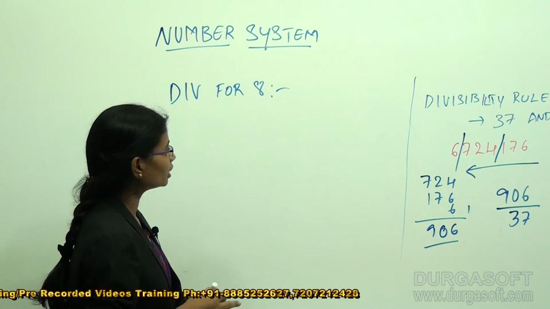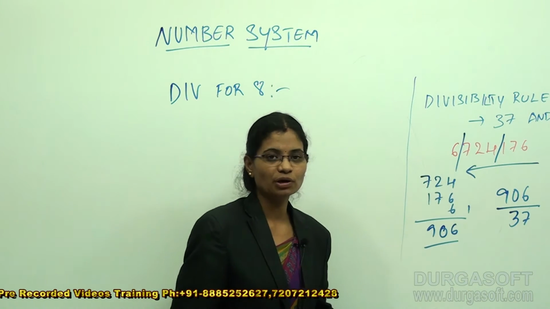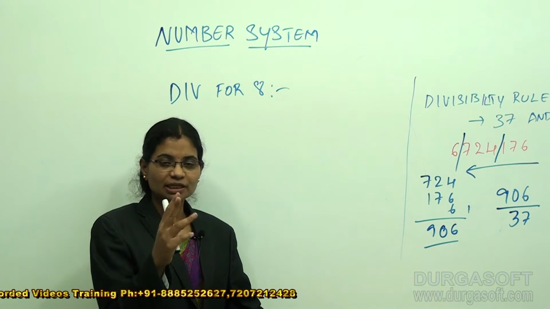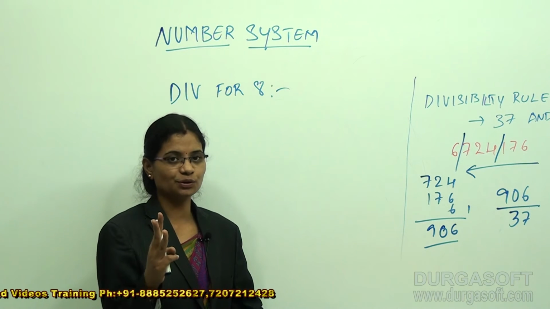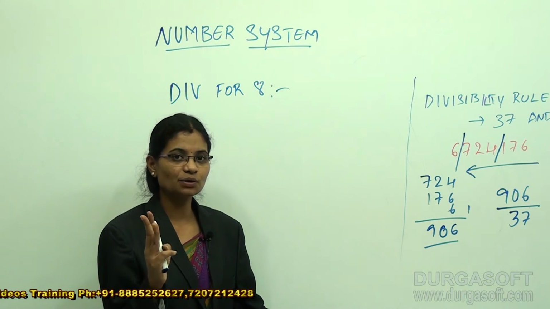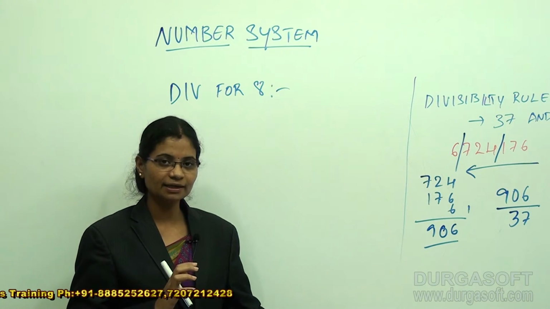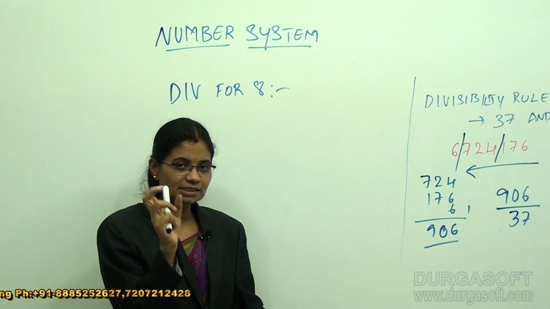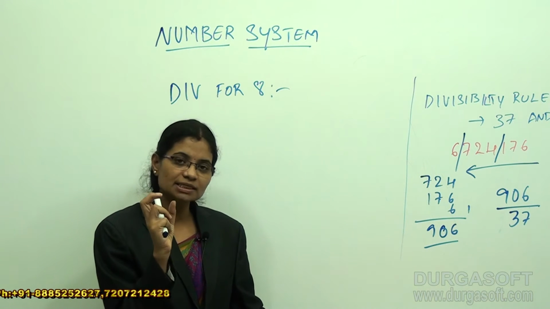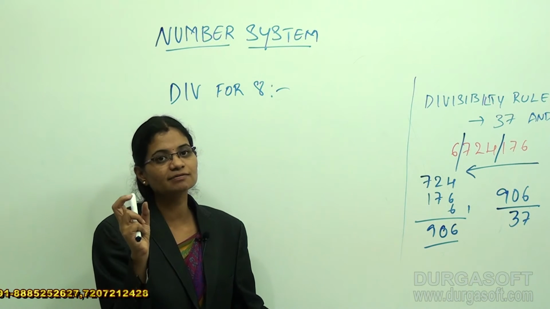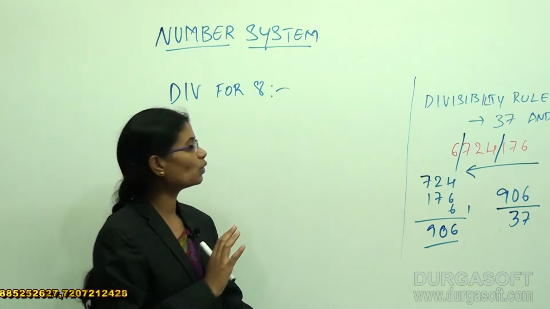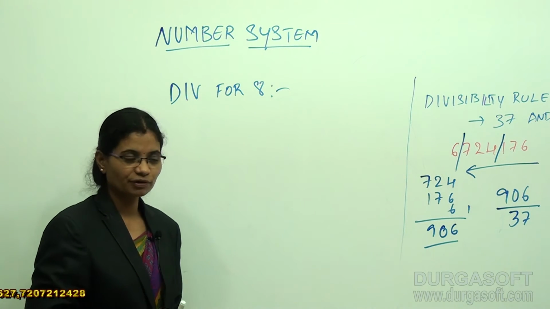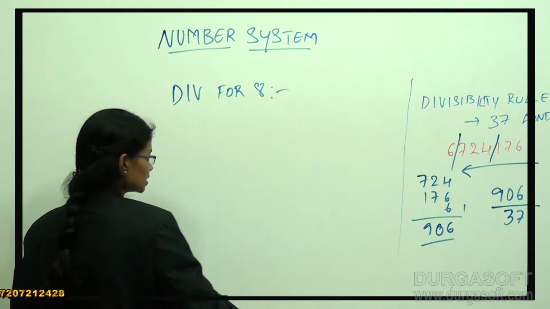For example, if you have a long number like this, and you want to check whether that number is divisible by 8 or not, just check whether the last 3 digits are 0. If the last 3 digits are 0, then the number is divisible by 8. Directly you can give the answer. Or just check with the last 3 digit numbers. If the last 3 digit numbers are divisible by 8, then the whole number is divisible by 8. So this is the divisibility rule for 8. Let's move to the next thing.